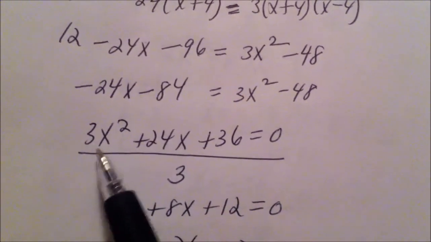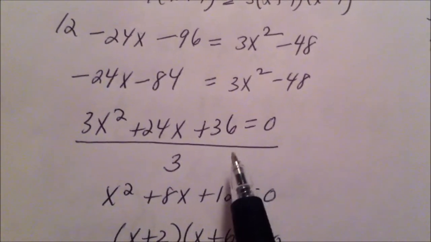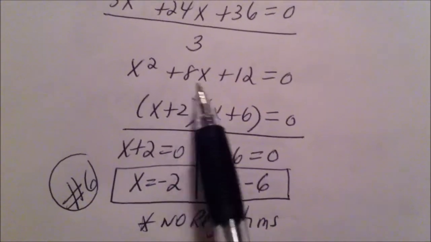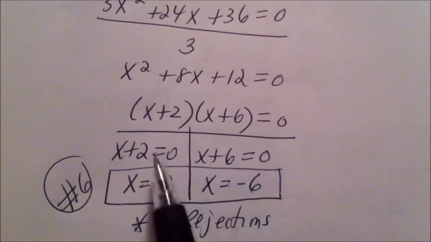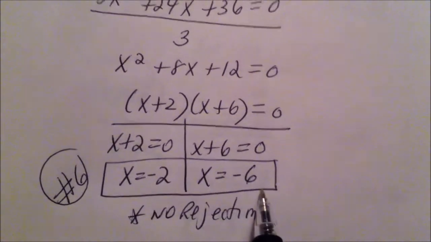There's a 3 there, so I always try to divide everything out by 3 to make my life easier. And everything is divisible by 3, so I divide it out. And I'm left with this factorable quadratic trinomial: factors of 12 that add to 8. Set each factor equal to 0, and I get my two answers of -2 and -6.